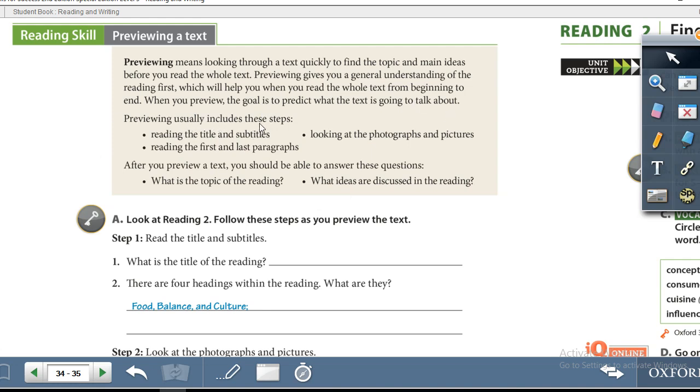Previewing usually includes these steps: reading the title and subtitles, reading the first and last paragraphs, looking at the photographs and pictures. After you preview a text, you should be able to answer these questions. What is the topic of the reading? What ideas are discussed in the reading? Right, so these are the questions that you should be able to understand, you should be able to preview, right? This is also another instruction which you need to read more than once.